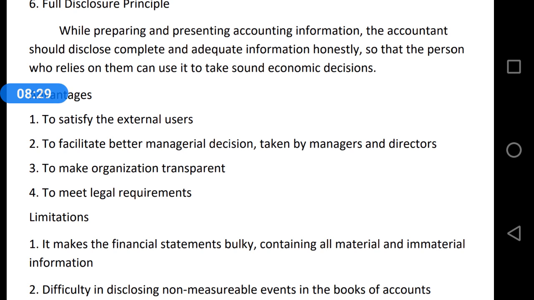There is also difficulty in disclosing non-measurable events in the books of accounts. According to full disclosure principle, we have to disclose each and every event of the organization, but it is not possible to disclose non-measurable events like efficiency of a person, a laborer or a manager. These kinds of transactions cannot be measured in terms of money, nor can the entry of a new competitor. Of course these all are important for business, right? But it is not possible to express these kinds of transactions in terms of money.